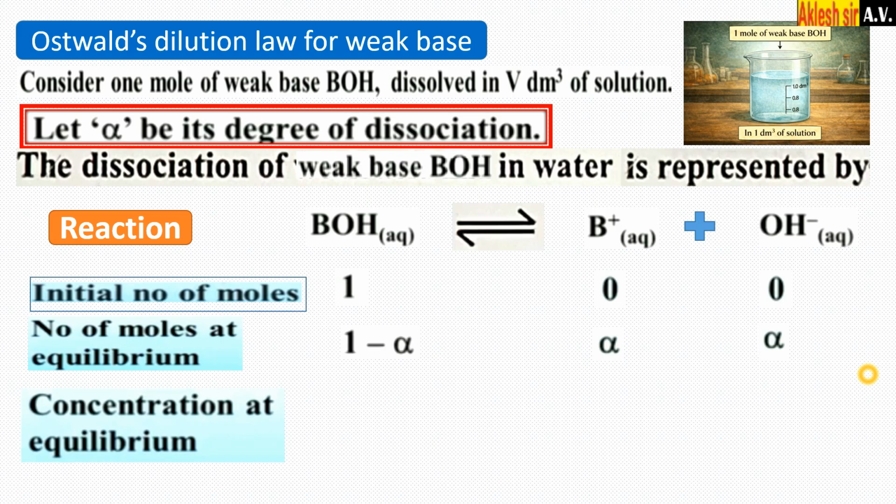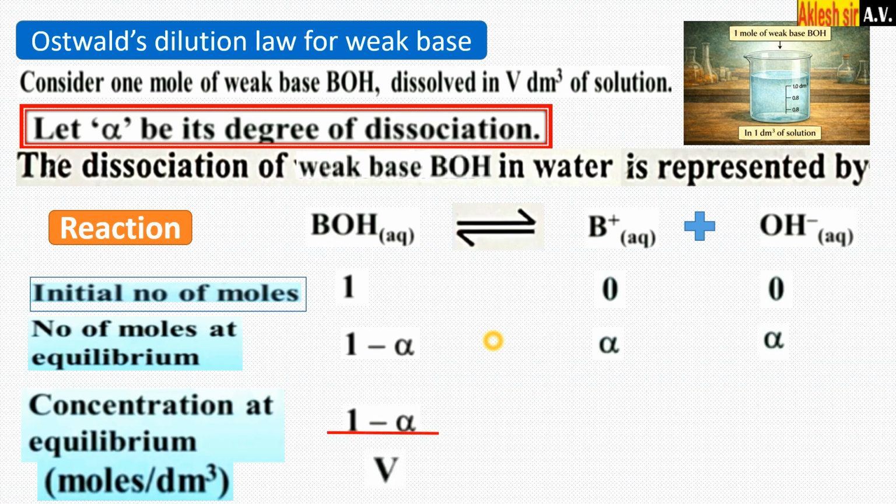So, concentration at equilibrium. What is the meaning of concentration? Concentration means number of moles per unit volume. BOH number of moles is 1 minus alpha, so we will take 1 minus alpha divided by volume V. Alpha number of moles of B plus gets divided by V. Same thing for OH minus, alpha divided by V.